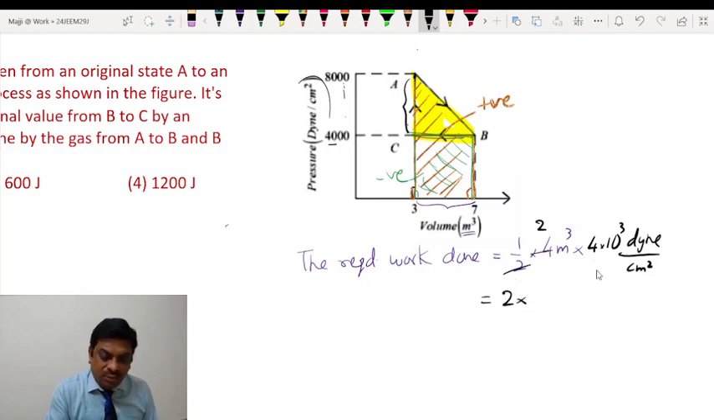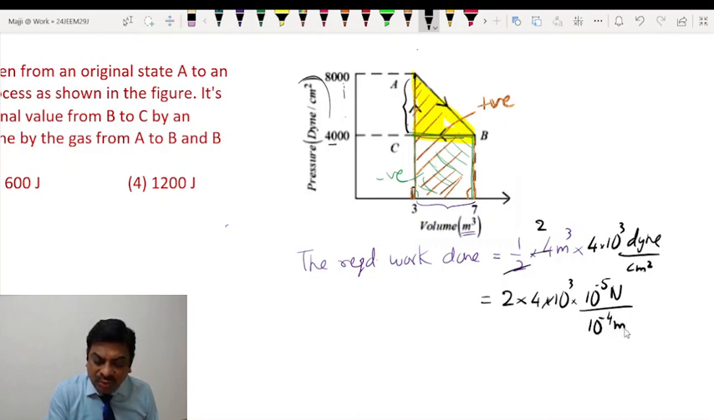So I have to convert dyne per centimeter square into Newton per meter square, so that everything will be in SI unit and you get the answer in joule. So this will be 4 into 10 power 3. 1 dyne is 10 power minus 5 Newton and 1 centimeter square is 10 power minus 4 meter square. Okay, students. So you have 8 into 100, because this will be 10 power minus 5 upon 10 power minus 4, so this will be 10 power minus 1. So finally we have 800 joules.